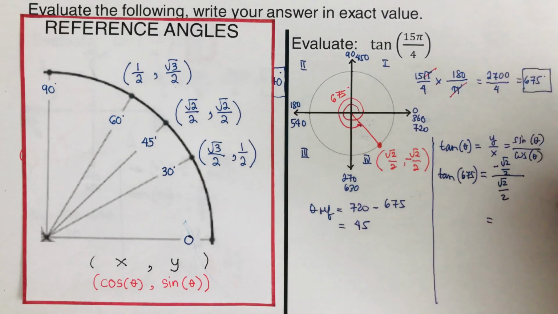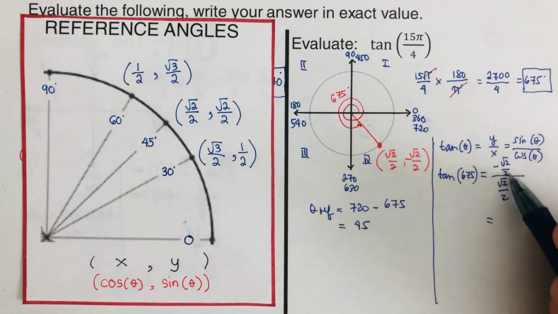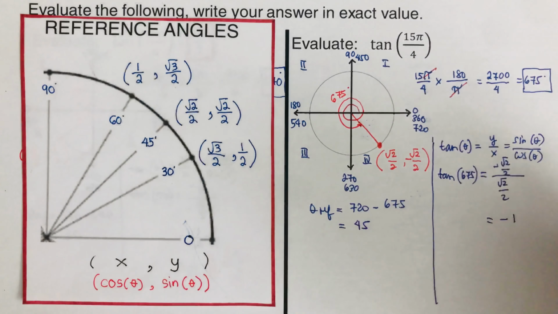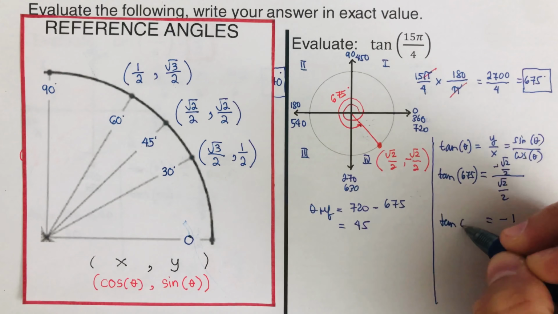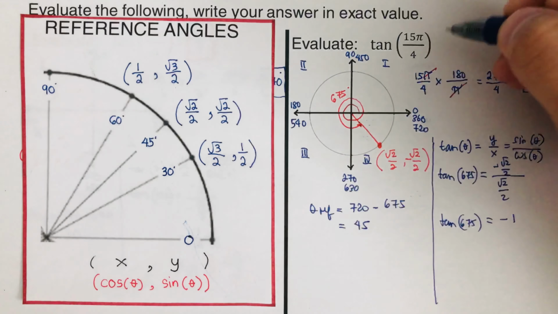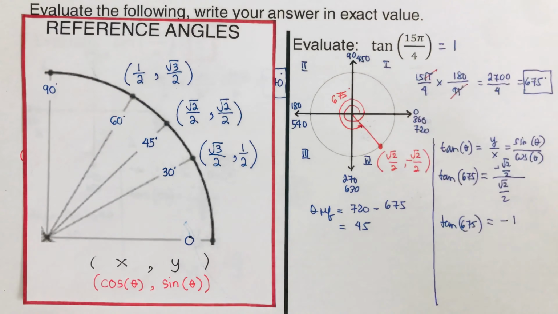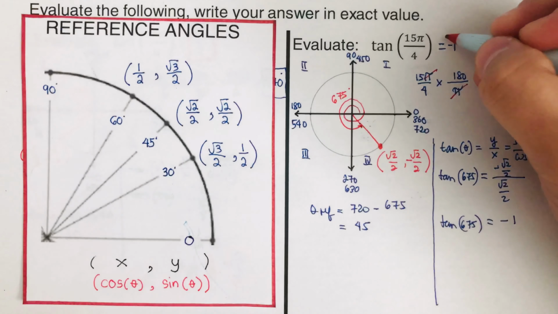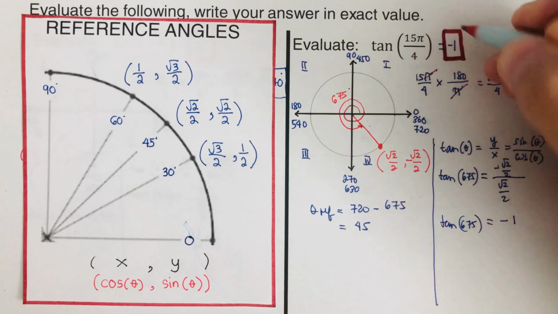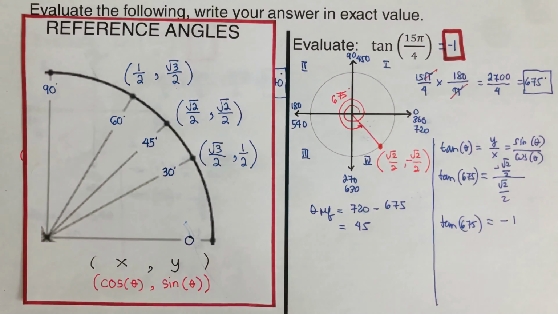So then we can go ahead and say that since these are the same numbers here, this is actually equal to 1. And that is a negative 1 because we have a negative over a positive. So tangent 675 is negative 1. So I put a negative 1 right there. So this is the value for tangent 15 pi over 4. Did you get negative 1 as your answer to this?